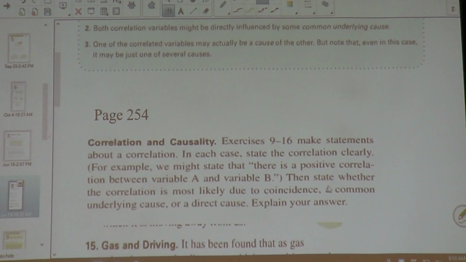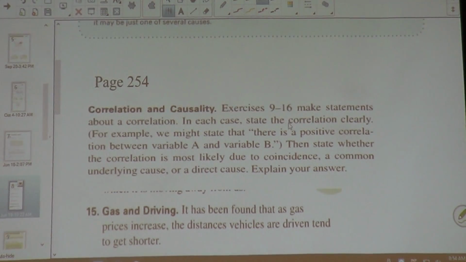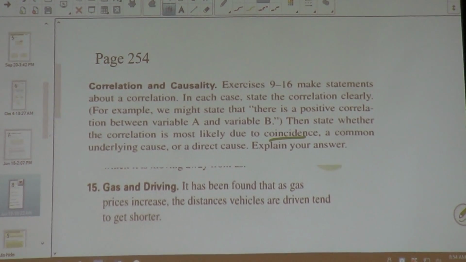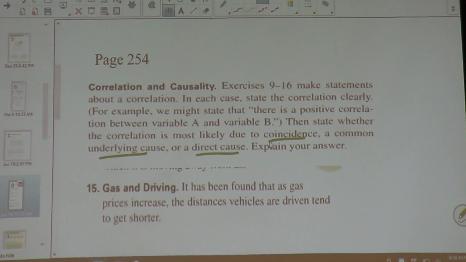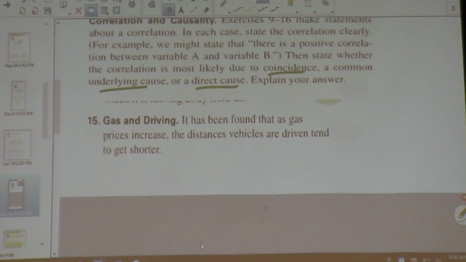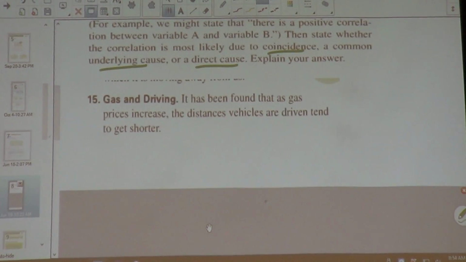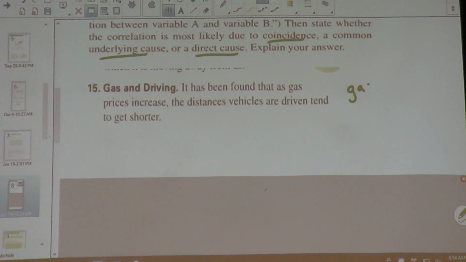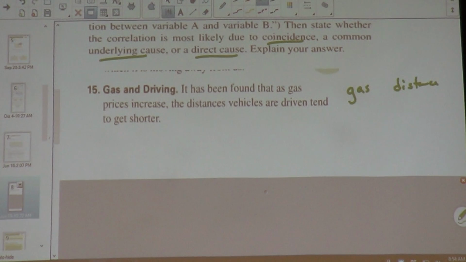I'm going to give you a situation, and you're going to tell me, state the correlation clearly, and then state, is it a coincidence? Is there an underlying cause, or is there a direct cause? Let me cover up. So first I want to know, is it a positive correlation, a negative correlation, or no correlation? And then I want to know, does it happen by coincidence, underlying cause, or direct cause? It has been found that as gas prices increase, the distance they drive gets shorter. So we're talking about gas and distance. So as gas prices increase, the distance they drive gets shorter.